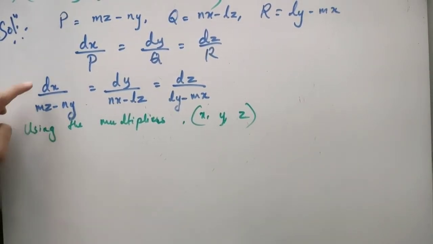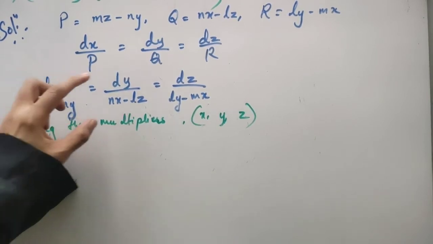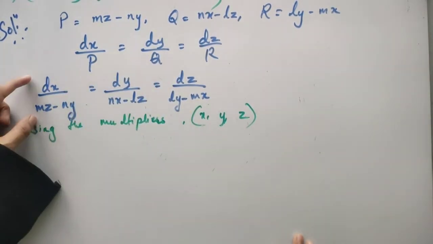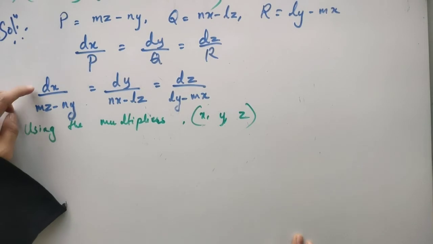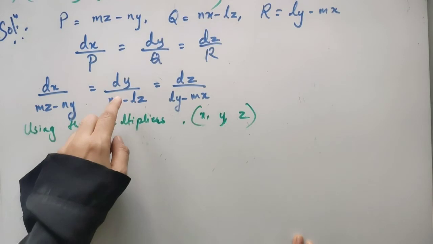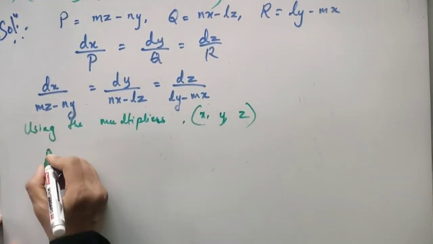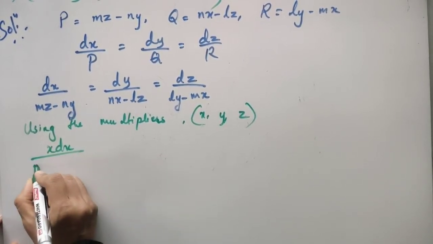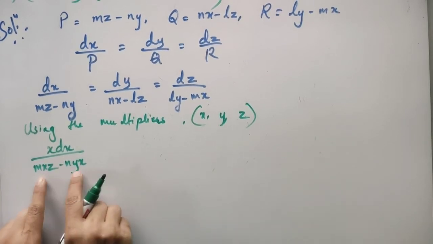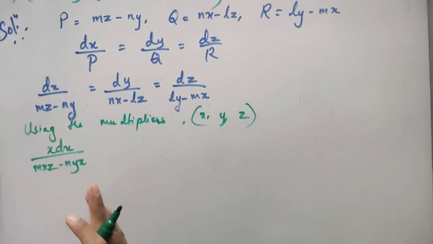So what exactly will I do with this multiplier? I will divide and multiply by x for the first fraction, y for the second fraction, z for the third fraction. I am dividing and multiplying, I mean, I will multiply the numerator with x and the denominator also with x. Similarly with y for the second fraction, with z for the third fraction. That is the meaning of multiplier. So let's see what we get. It will be x into dx divided by mxz minus nxy. Even if you take x common and cancel with the numerator, the original fraction is not altered by doing so.